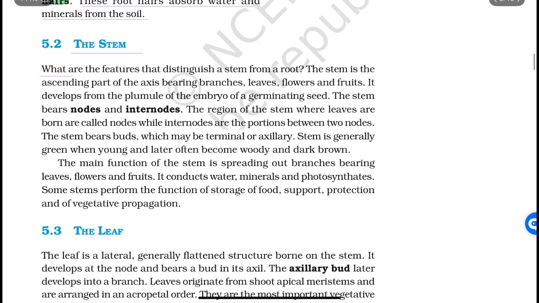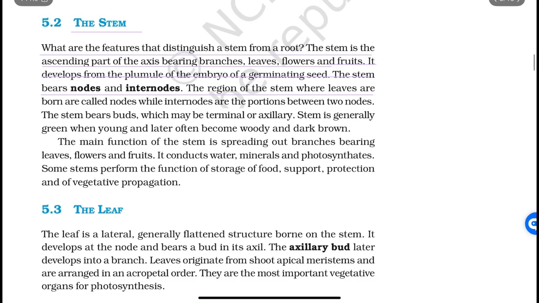The stem. What are the features that distinguish a stem from a root? The stem is the ascending part of the axis bearing branches, leaves, flowers, and fruits. It develops from the plumule of the embryo of a germinating seed. The stem bears nodes and internodes. The region of the stem where leaves are borne is called the node, while internodes are the portion between two nodes. The stem bears buds, which may be terminal or axillary. The stem is generally green when young and later often becomes woody and dark brown.